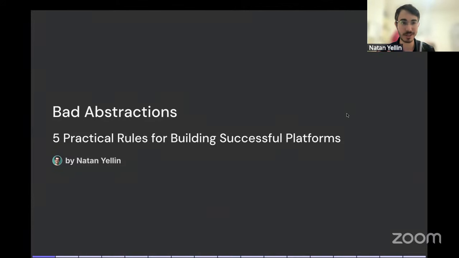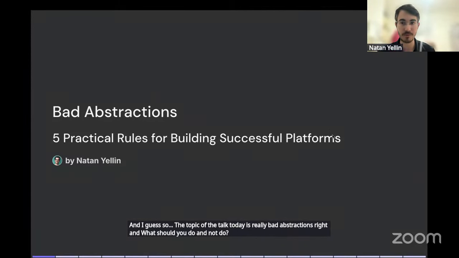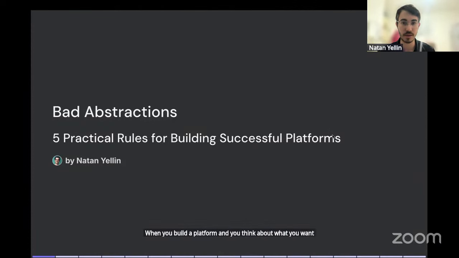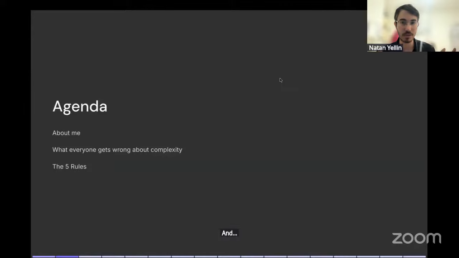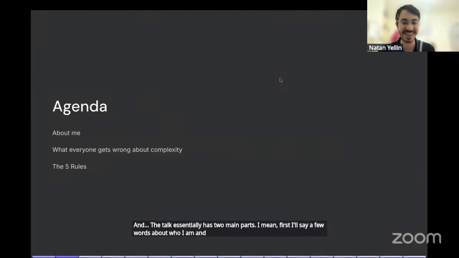The topic of the talk today is really bad abstractions, and what you should and should not do when you build a platform and think about what you want to abstract away and what not. The talk essentially has two main parts. First I'll say a few words about who I am and why I'm here, but then the talk has two parts. The first part is what everyone gets wrong about complexity.